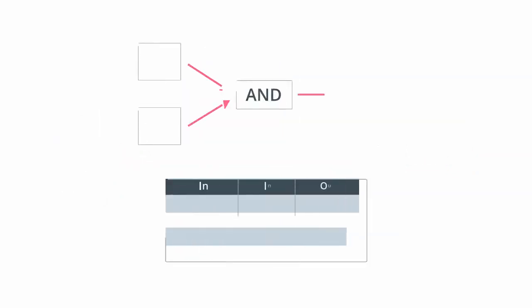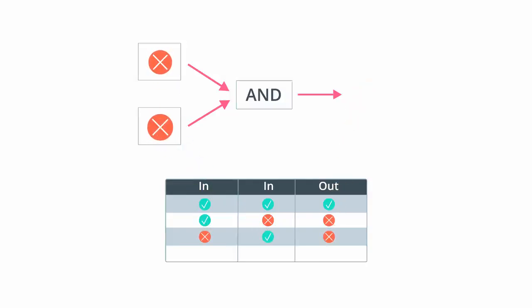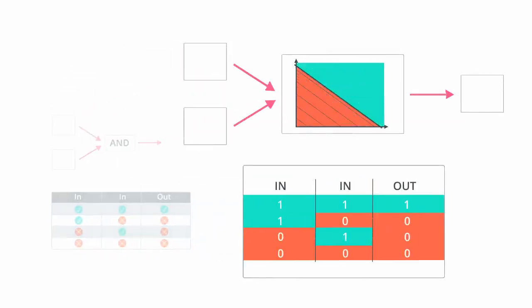Let's actually make a little table of what goes in and what goes out. So in the AND operator, if we input a yes and a yes, we get a yes. If we input a yes and a no, we get a no. If we input a no and a yes, we get a no. And finally, if we input a no and a no, we get a no. Now we can think of a yes as a 1 and a no as a 0. In that case, our table turns into this other one.